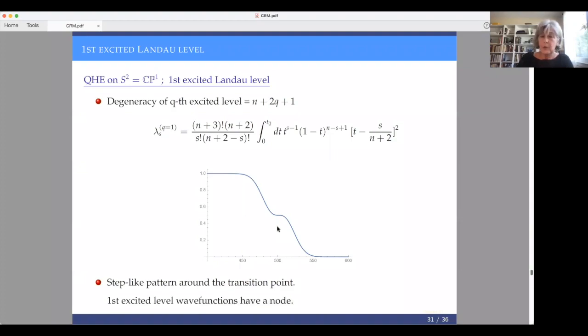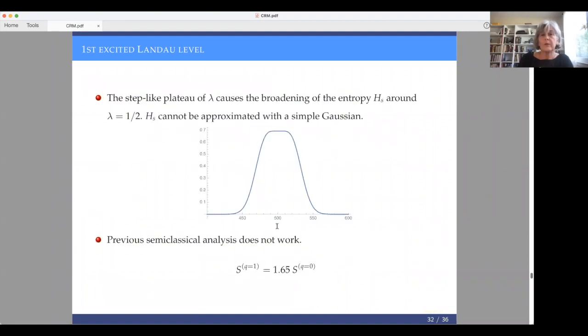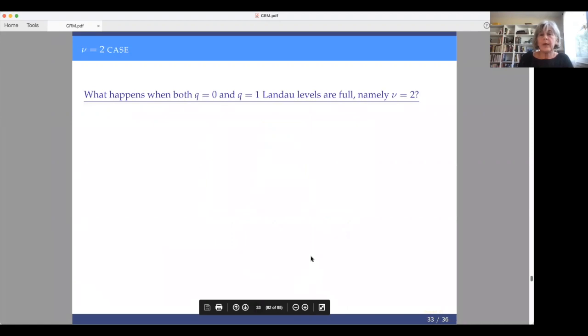Now, exactly because of this step-like pattern, if one plots the entropy per mode, one finds that there is a broadening of this entropy. So this entropy is not a simple Gaussian anymore. It is for this reason that I cannot use the semi-analytical, semi-classical approximation that I did before. I can do the numerical calculation, and I find that the entropy for q equals 1 is 1.65 times the entropy for q equals 0. Let's see what happens when we have nu equals 2, where both the lowest Landau level and the first excited level are filled.